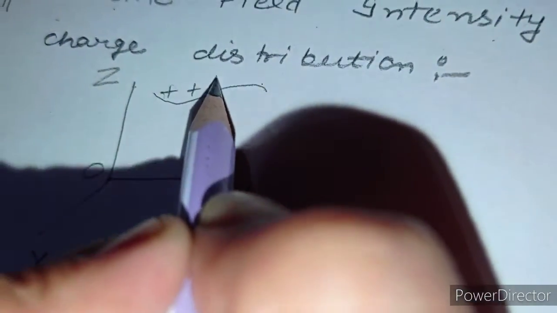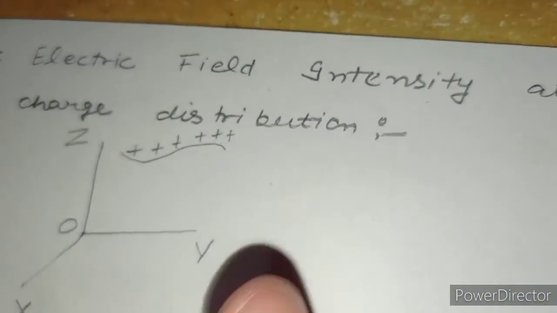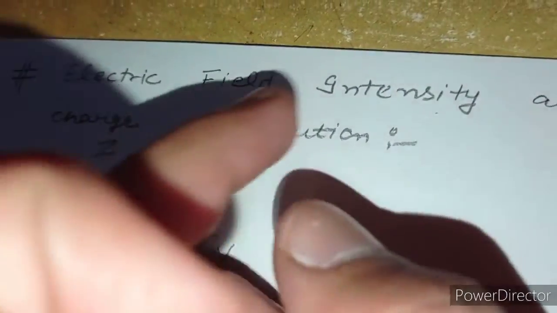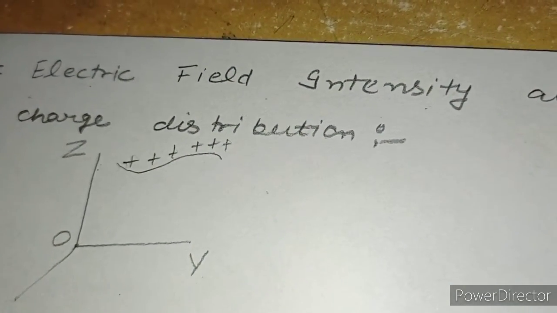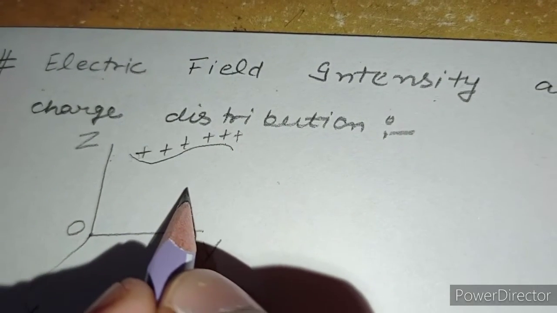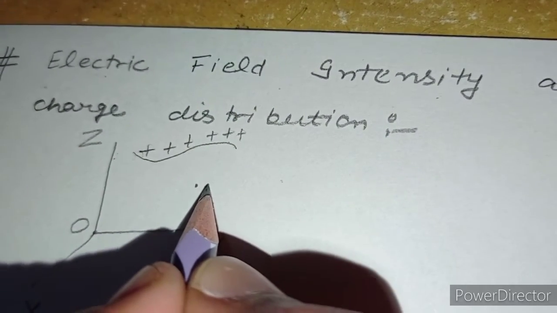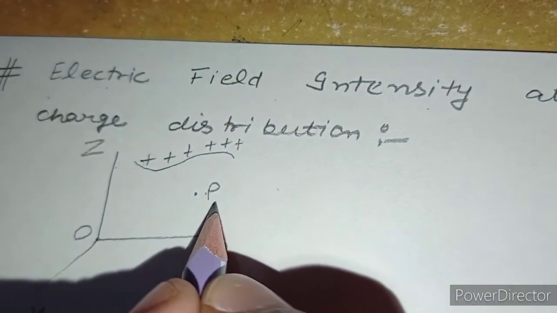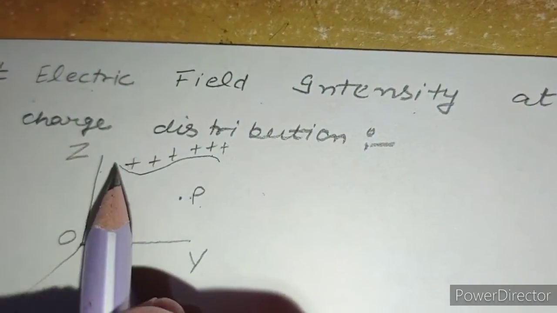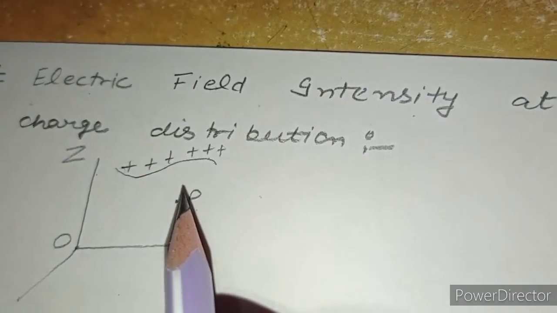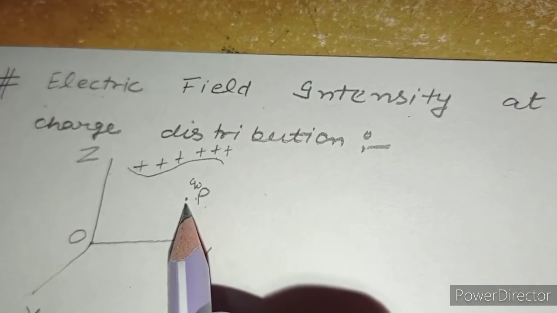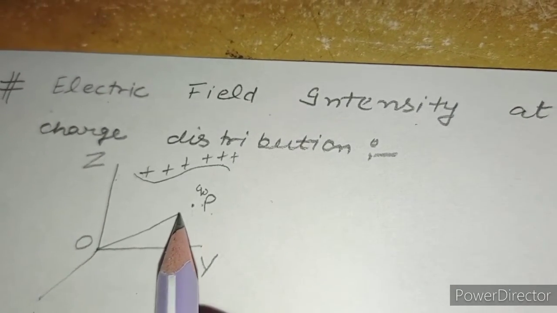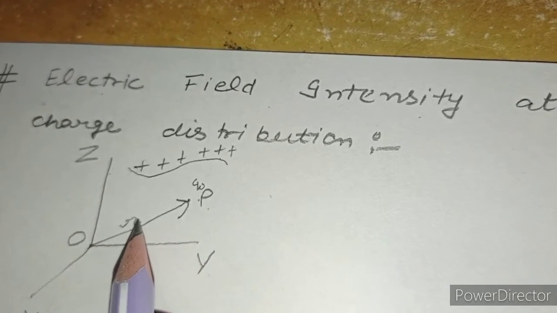Suppose here is the linear charge distribution. Around the charge there will be an electric field intensity, and we have to calculate it. Suppose we have to calculate the electric field intensity at point P. P is our observation point. In order to calculate it, we will place a test charge q naught at point P, and suppose the position vector of the test charge is r vector.